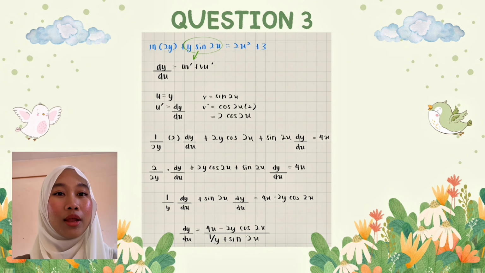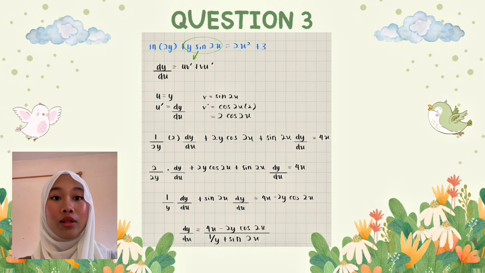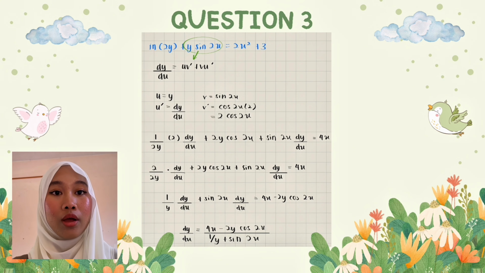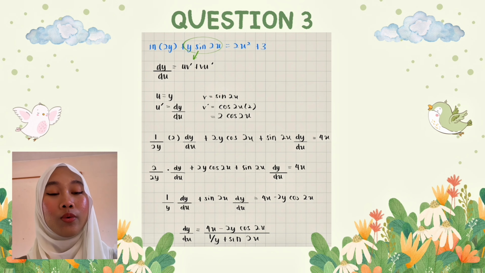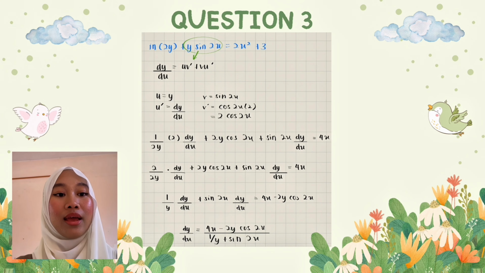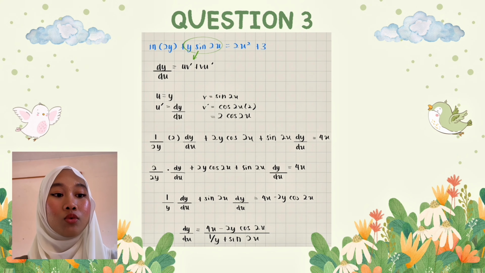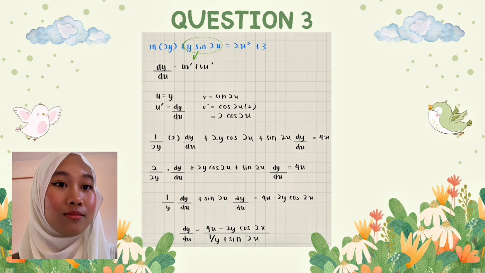However, 3 is a constant and its derivative is 0 because there is no x in 3. Second step, we need to collect the terms with dy dx on one side of the equation. Next, we must factor out dy over dx. After we factor out dy dx, we can solve the question. So now we get the answer is 4x minus 2y cos 2x over 1 over y plus sin 2x.